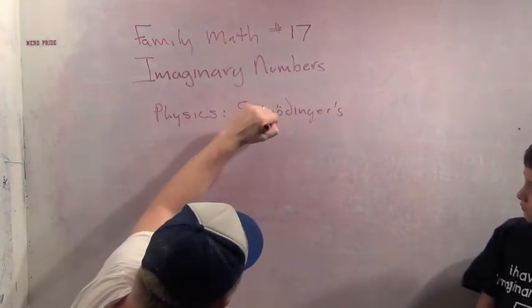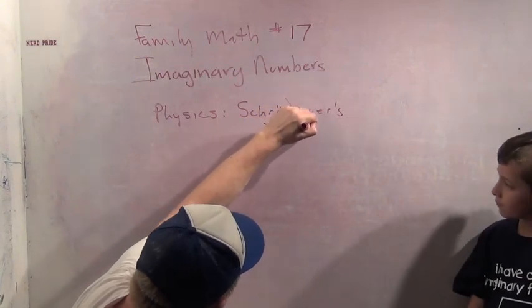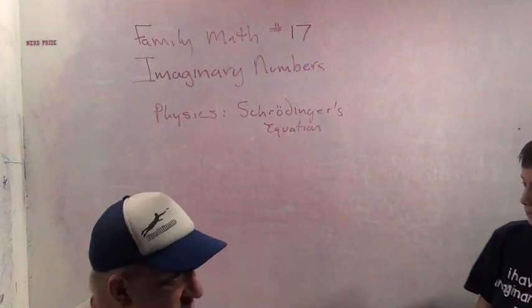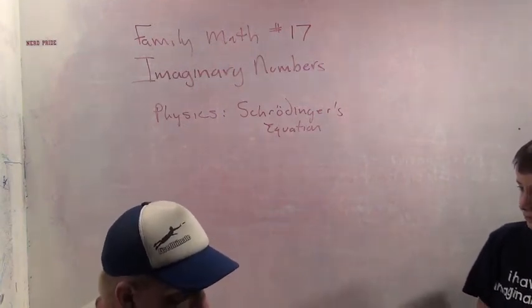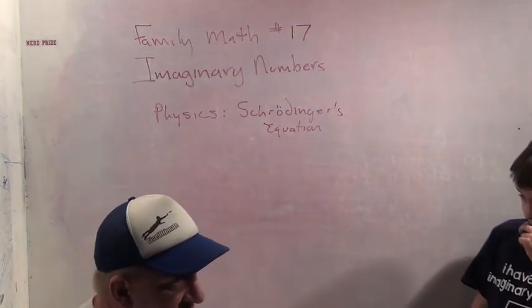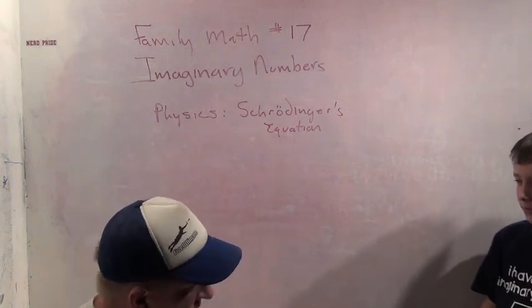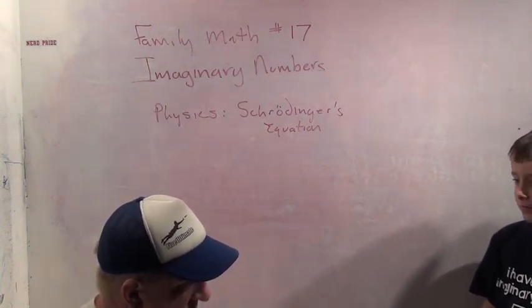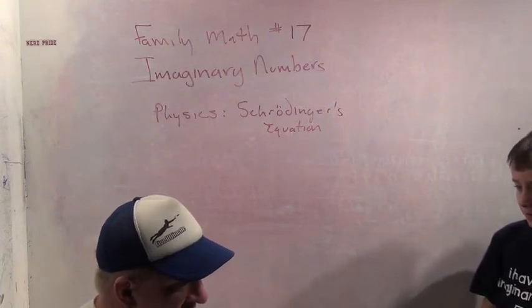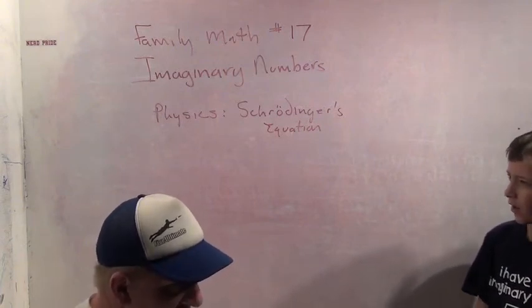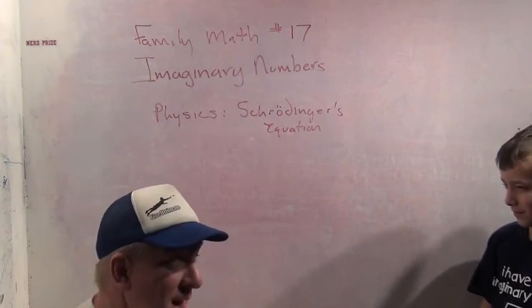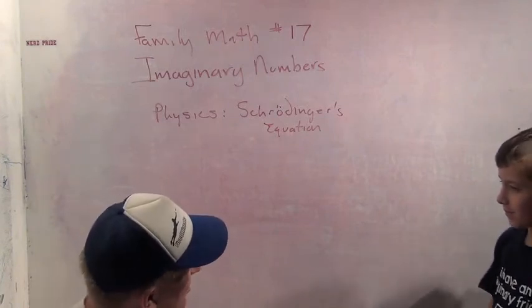Schrodinger's equation. Schrodinger's equation talks about how little tiny particles move, like electrons and protons, and what's even smaller than an electron or proton. Do you know? No? Have you ever heard the word quark? Yes. Yeah? I thought a quark was 600 times heavier than an electron. I don't know. Not sure.